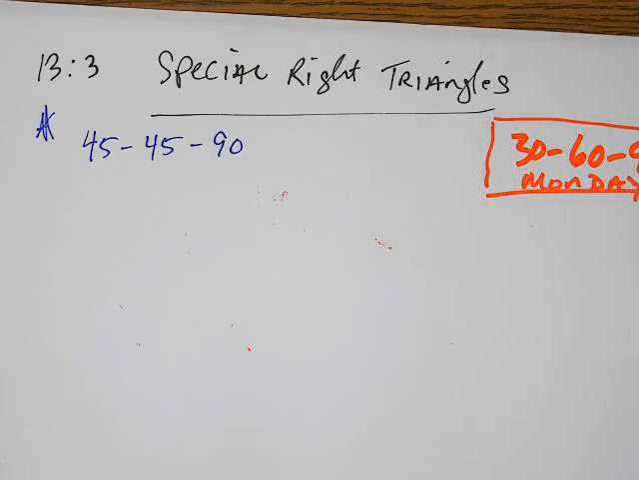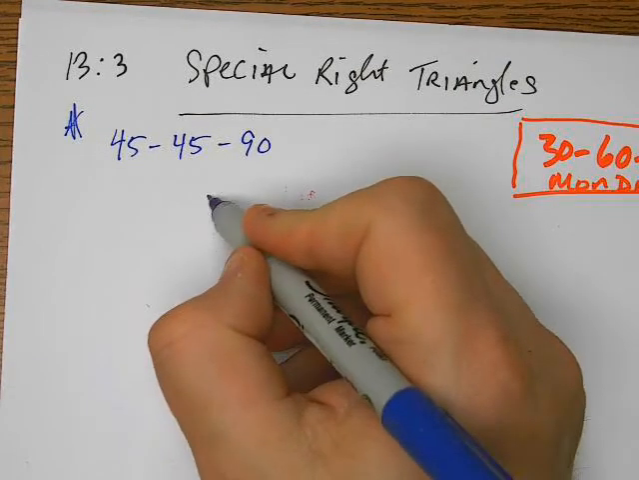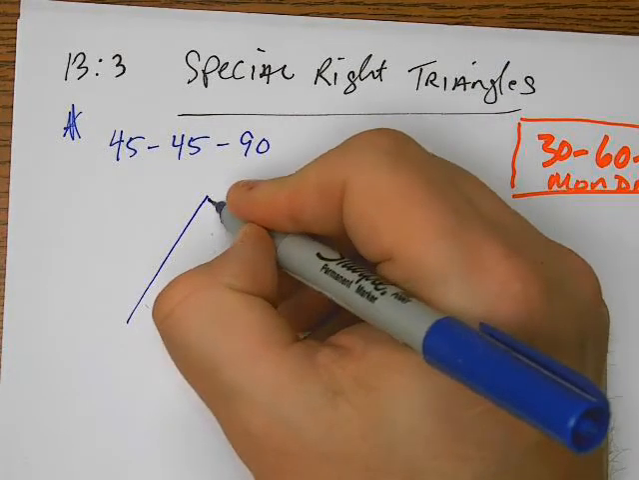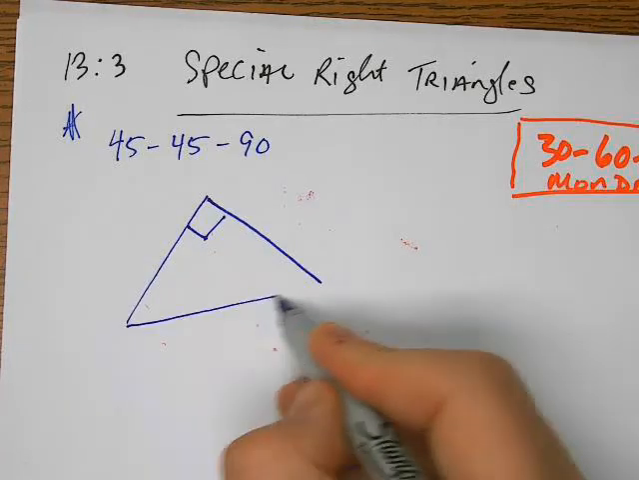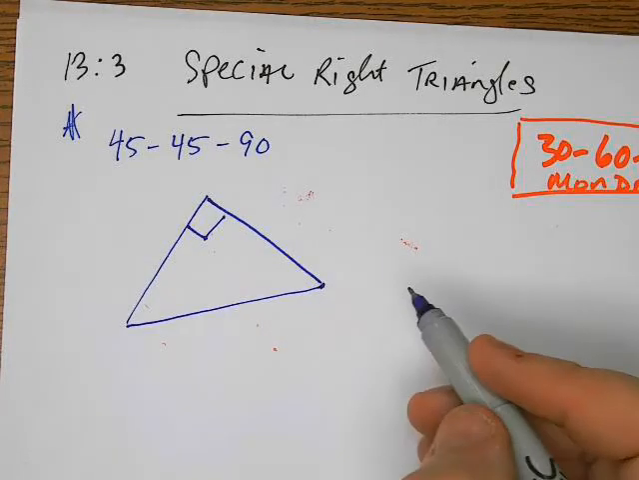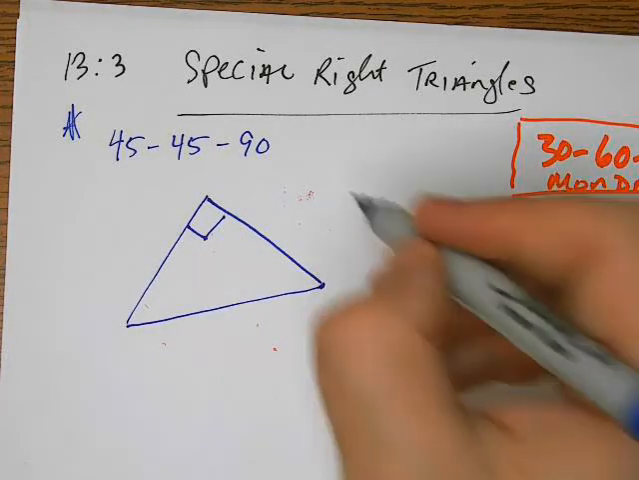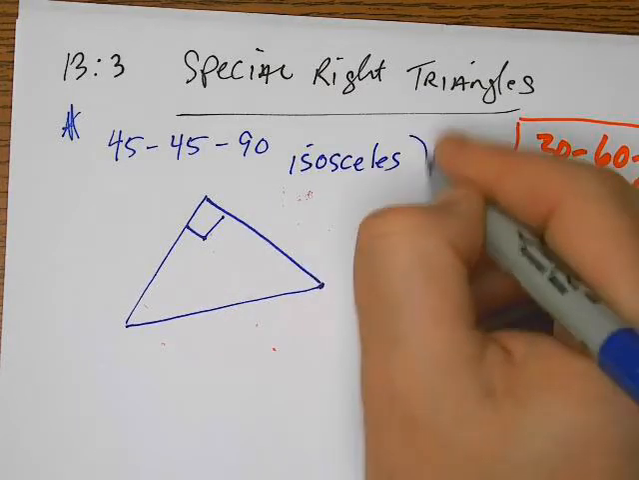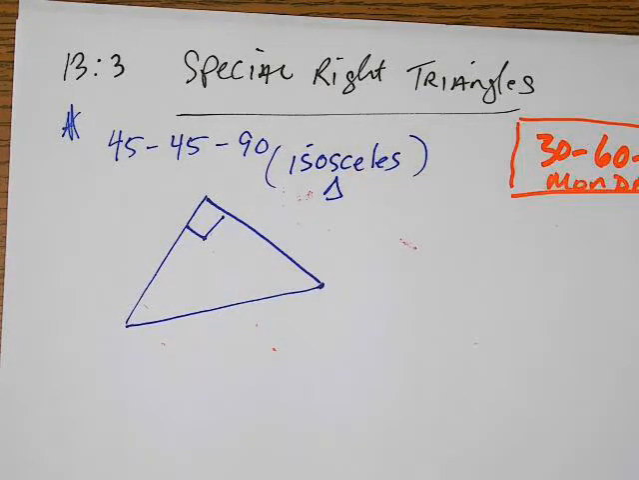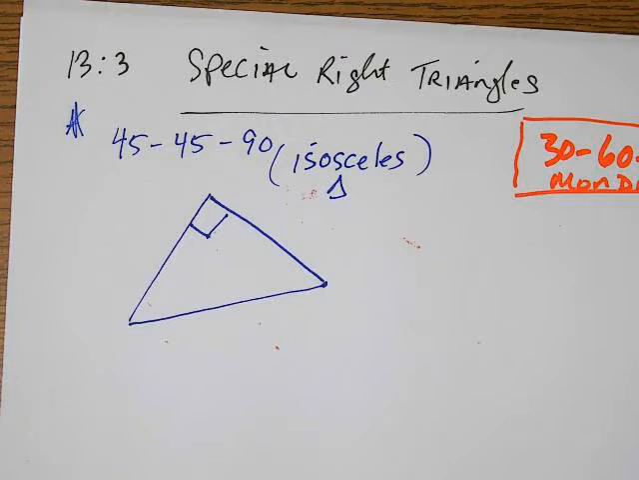So let's create a right triangle that's an isosceles triangle. So there's a right triangle. Did you guys hear that term? Isosceles? Isosceles triangle, that means two sides are the same length. Scalene means all the sides are different lengths.